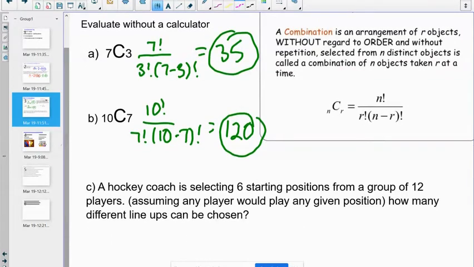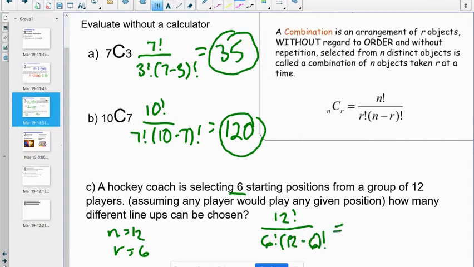Now last but not least, it says a hockey coach is selecting 6 starting positions from a group of 12 players. And this is assuming any player would play any position. So that order does not matter. Remember, with combinations, order does not matter. So we'll have 12 factorial, because that's our total here. Our n is 12. r equals 6, because that's how many we're choosing. So we have 6 factorial times 12 minus 6 factorial. And that's going to equal 924 after you plug it all into your calculator.